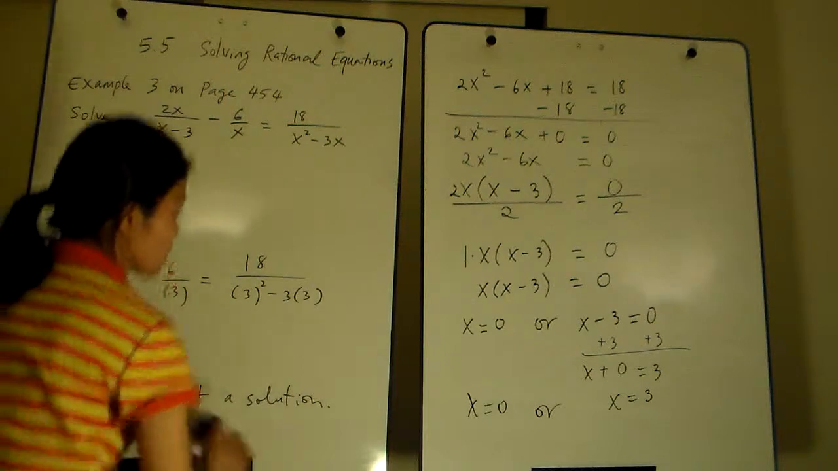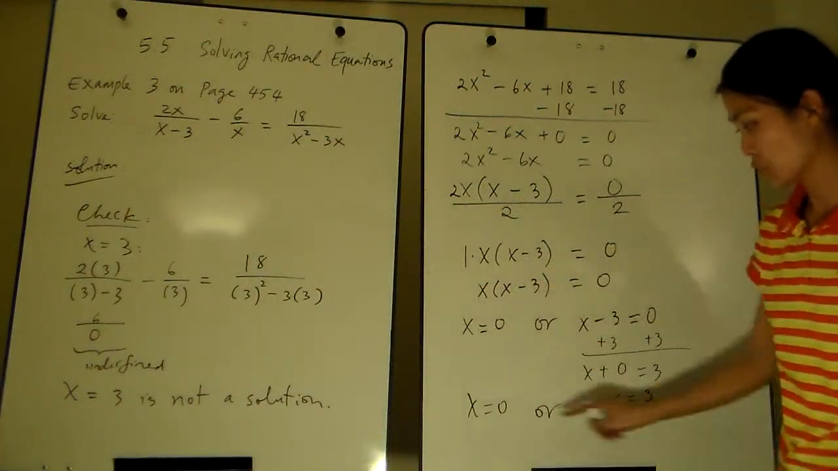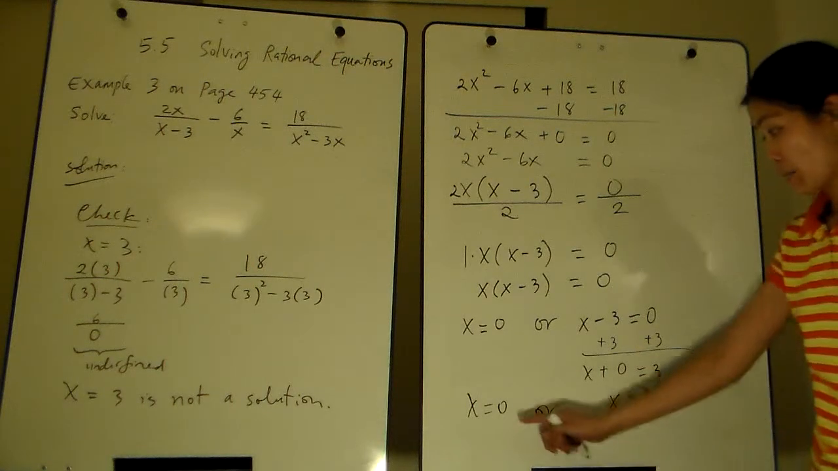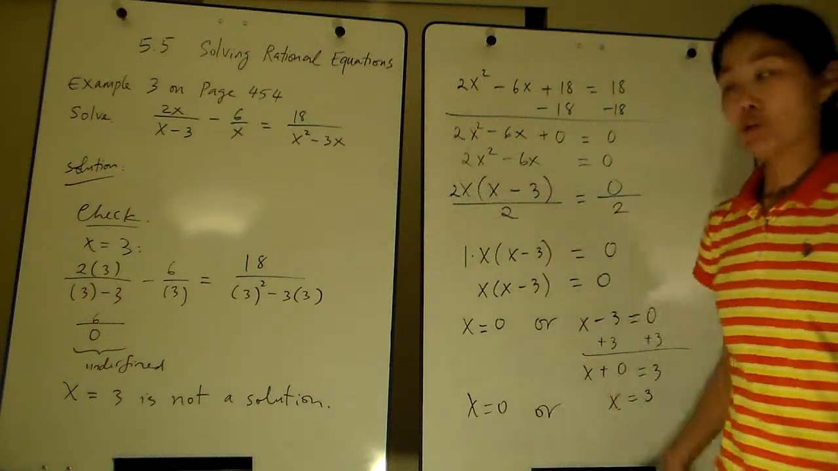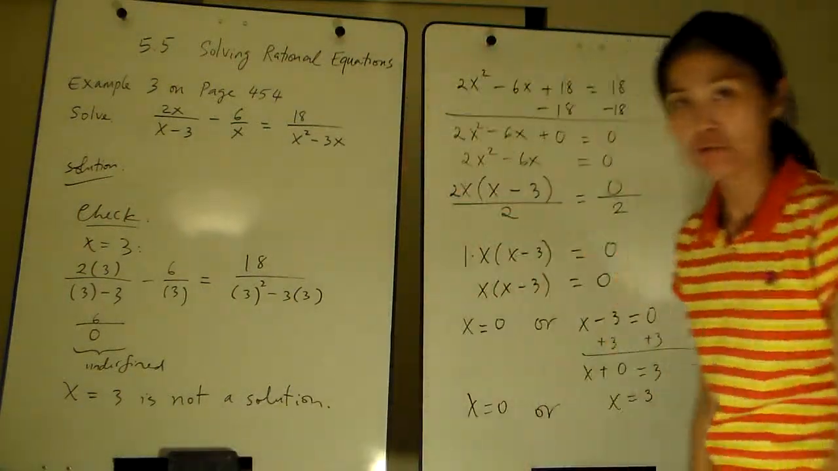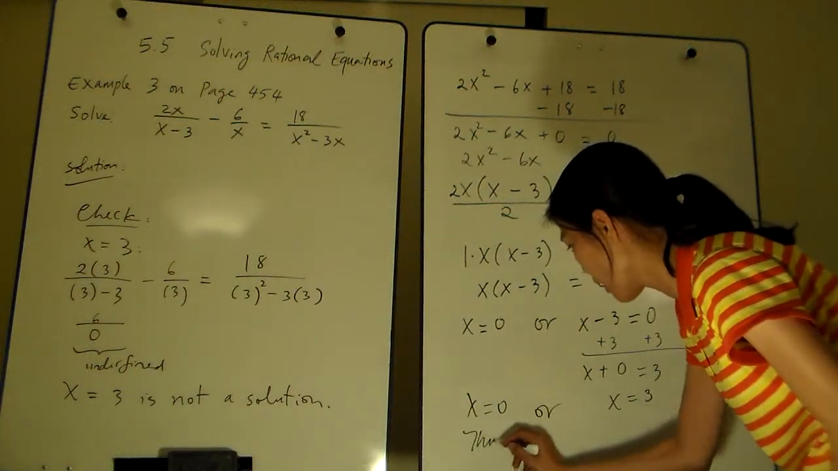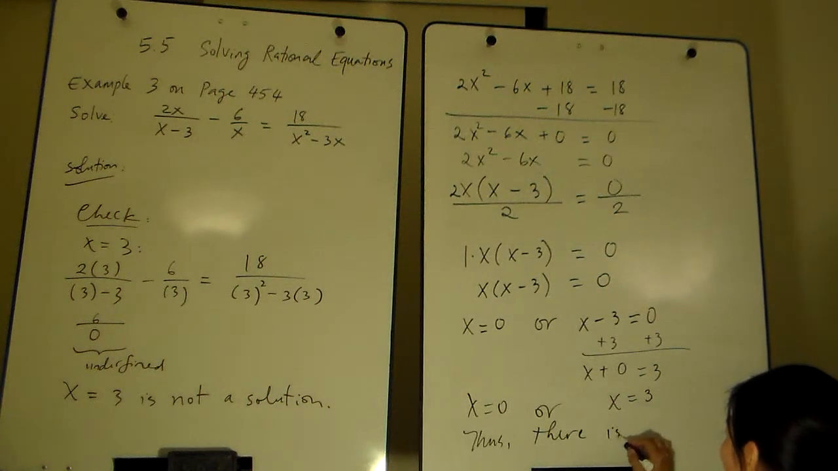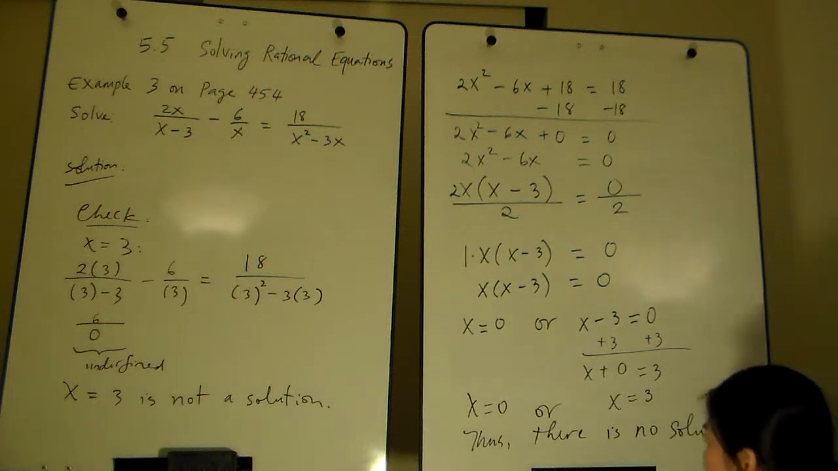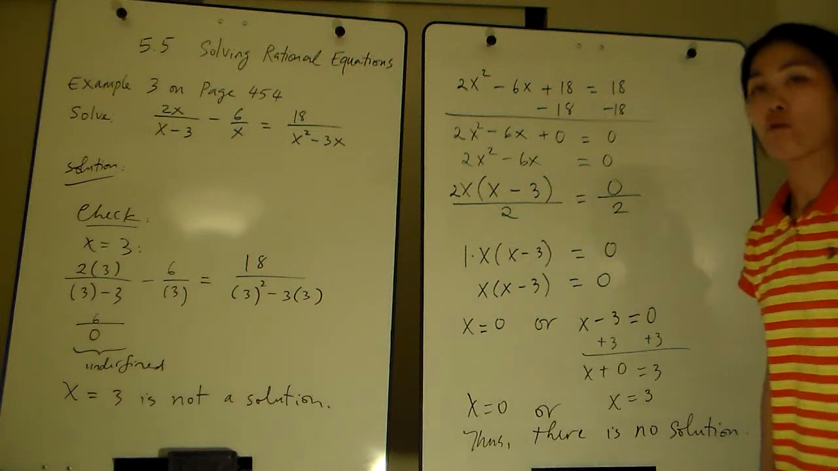So after checking each solution, you see that by substituting either this solution or this solution into the equation, you get an undefined result. So you would say, thus, there is no solution. No solution is the answer to this example 3 on page 454.